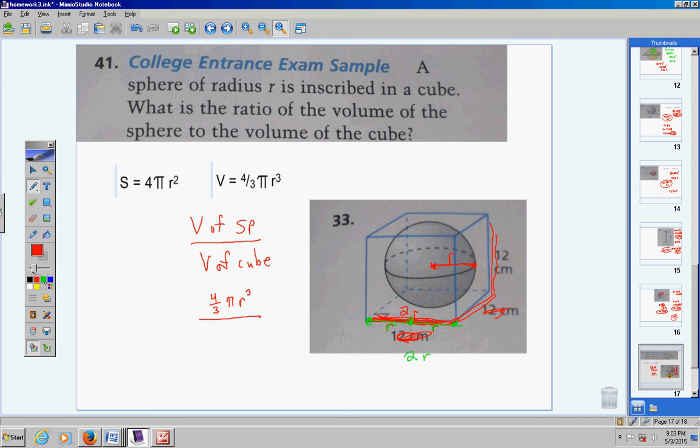So really, the volume of the cube would be 2r times 2r times 2r. Remember, area of the base is side times side, so we would have 2r times 2r, times the height. I know I've done a very poor job of explaining this, but hopefully you'll understand. So next we're going to have 4/3 pi r cubed over 2 times 2 times 2, which is 8, r times r times r, which is r cubed.